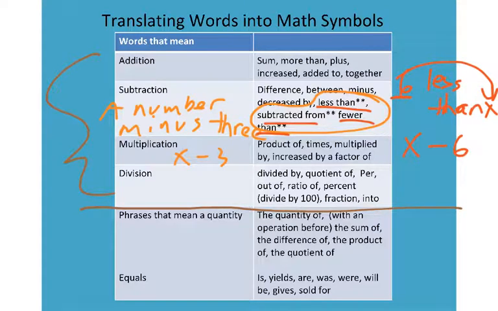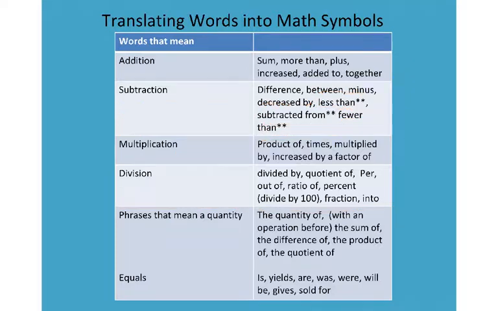Hopefully that makes sense. Then we have phrases that mean multiplication. Product of, times, multiplied by, increased by a factor of. Phrases that mean division. Divided by, quotient of, per, out of, ratio of, percent. Now, with division, whatever comes first has to go in your numerator. Whatever comes second has to go in your denominator. So you have to be very careful of the order with subtraction and division.